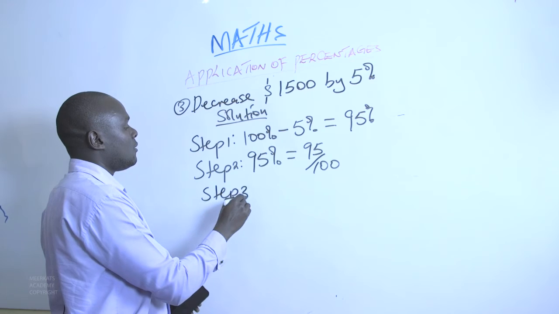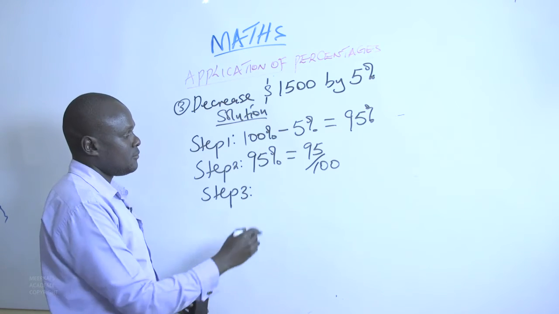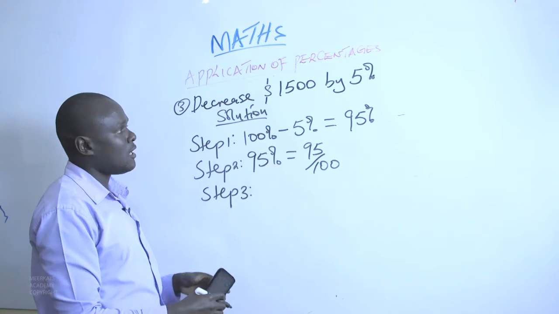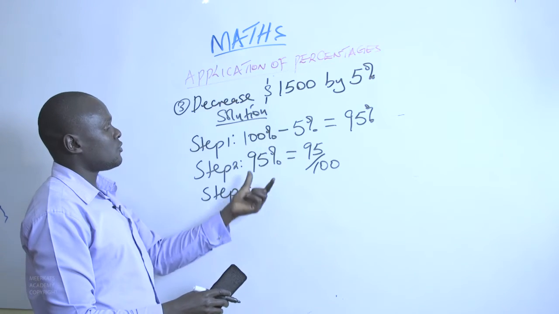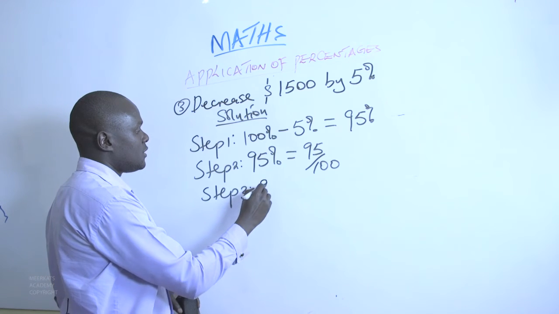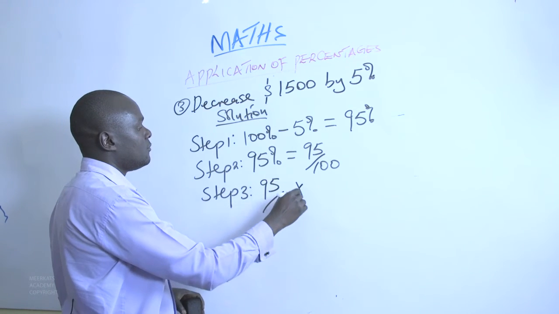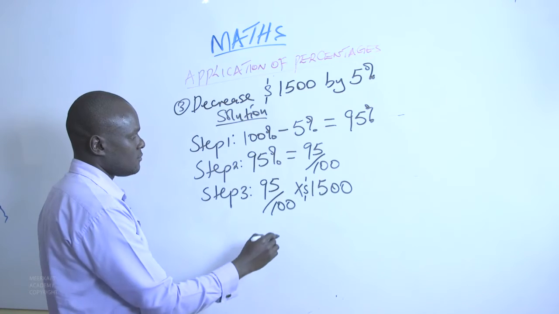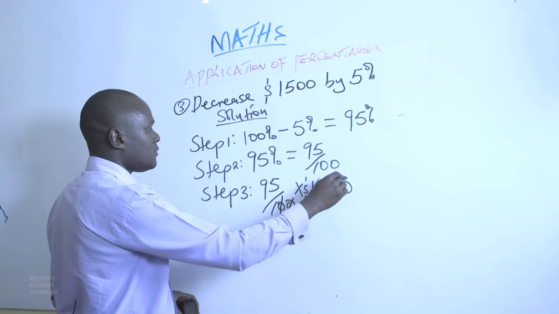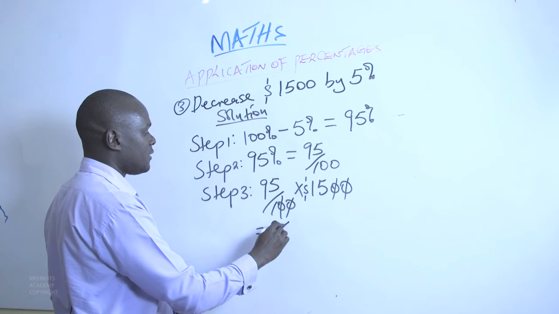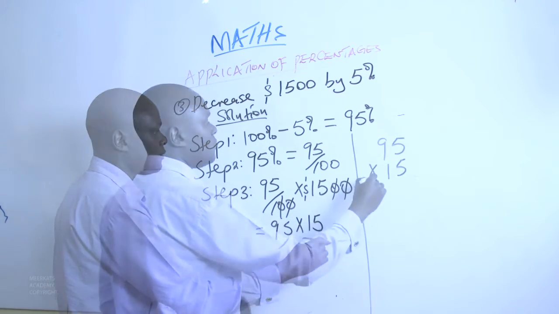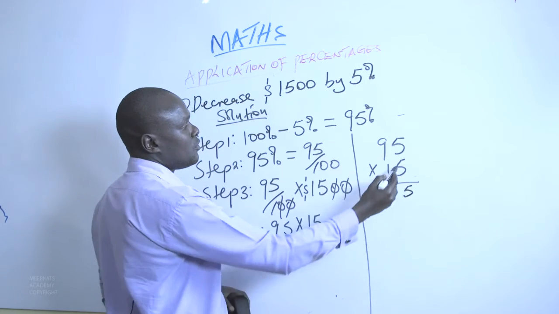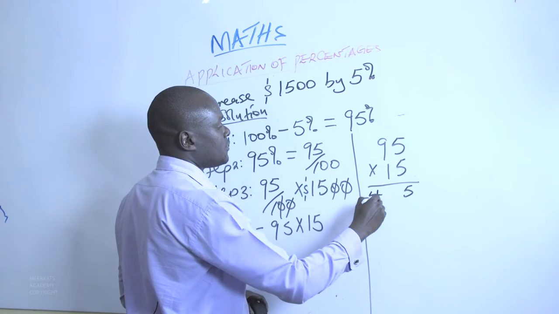And our third step is for us to multiply this fraction that we have by the quantity so that we can get the new amount. This will be 95 out of 100 multiplied by $1,500. This 0 and this one cancels, this one and this one cancels, so we are left with 95 multiplied by 15. When we arrange them in column form and multiply, 5 multiplied by 5 will give us 25, carry 2. This will be 45 plus 2, 47.